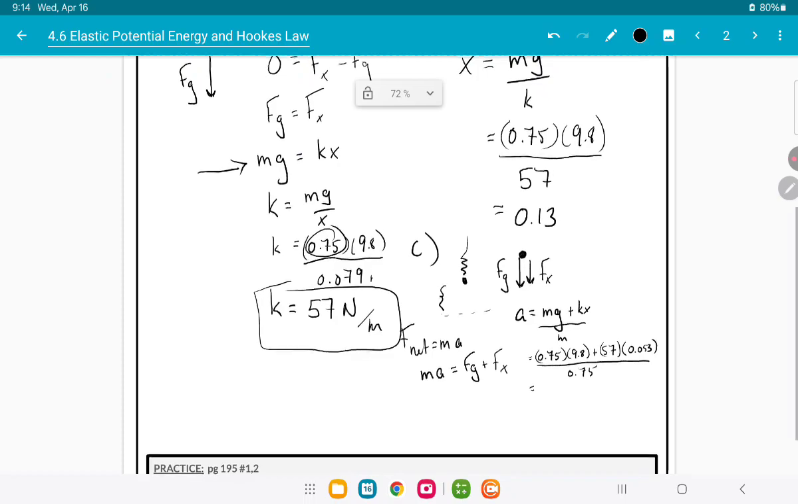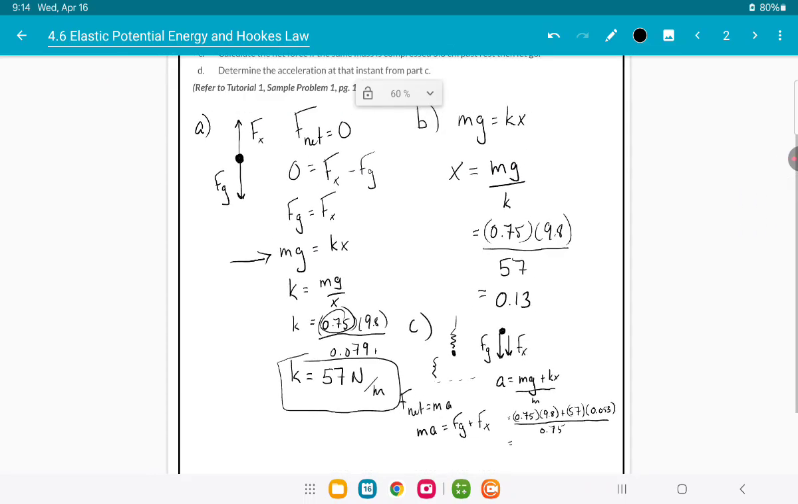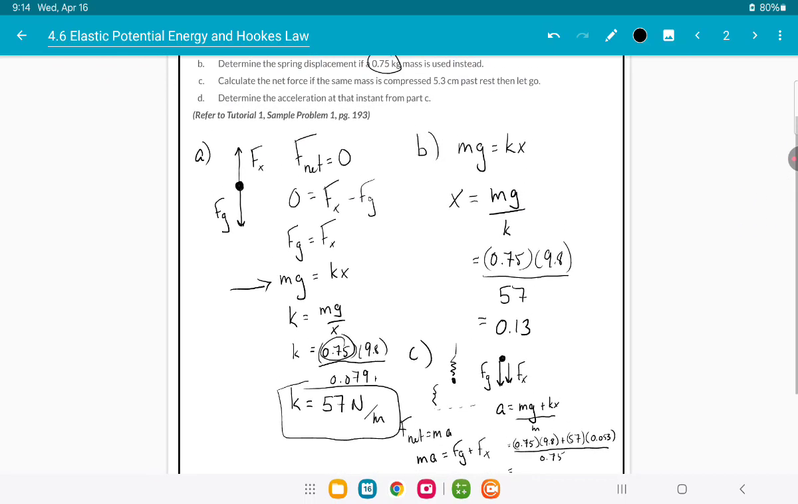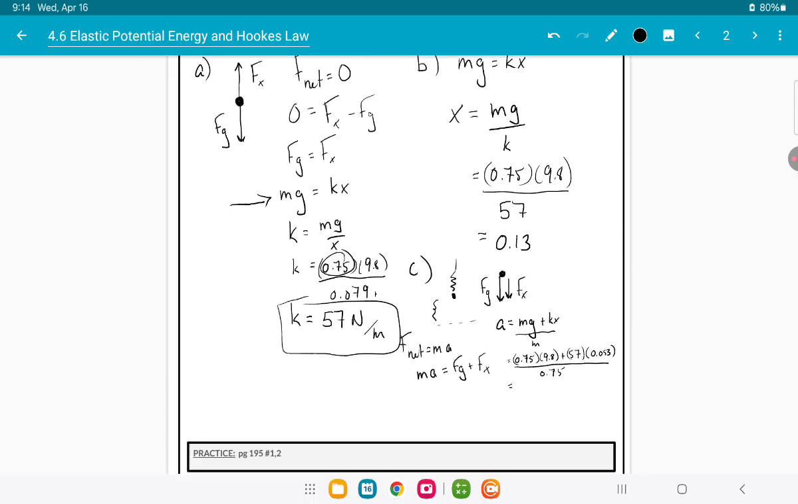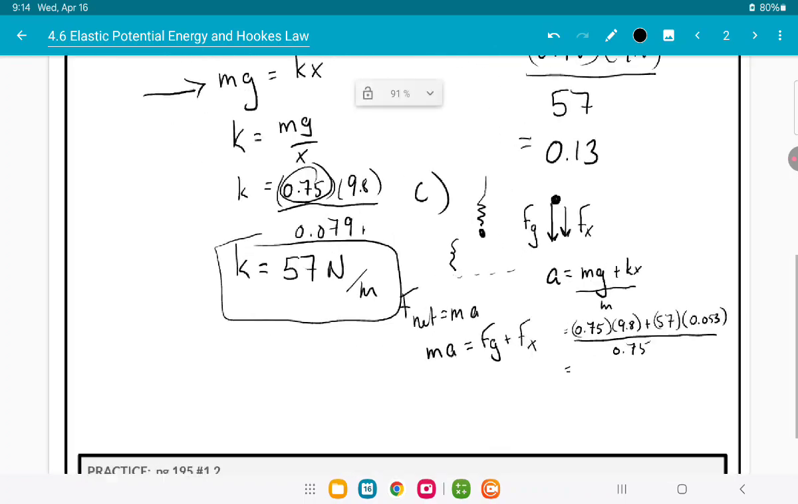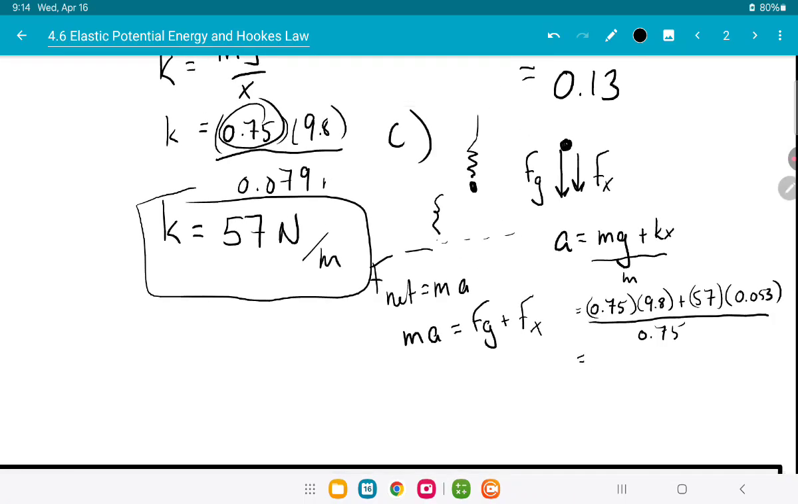And finally, the last part was asking for net force and then acceleration. So first it's asking for net force, so you can just do the sum of these two together, and then for acceleration you do the part that we just did here.